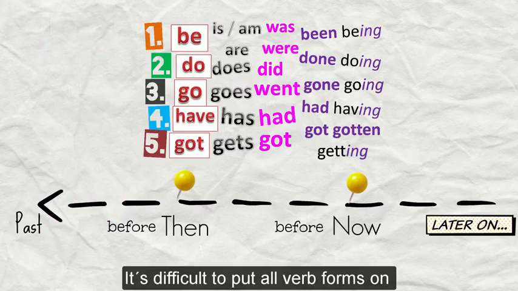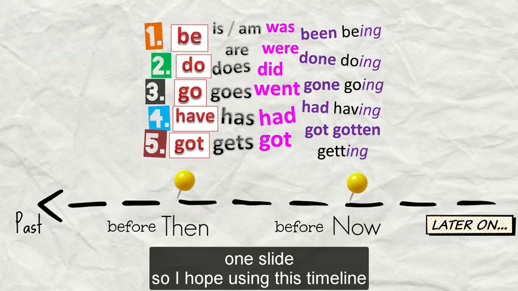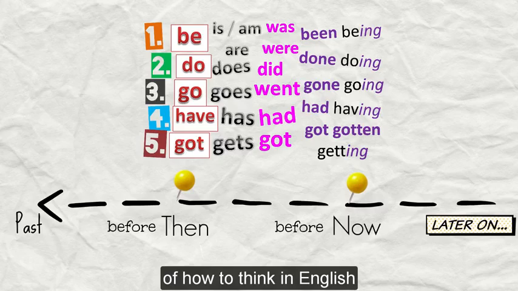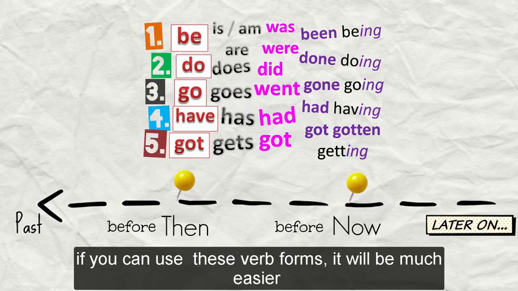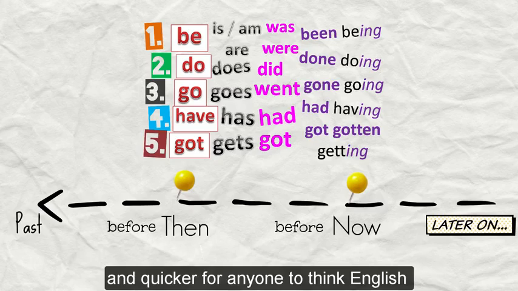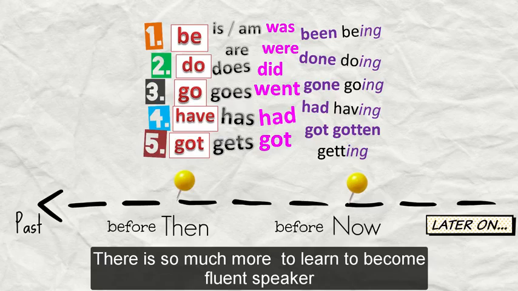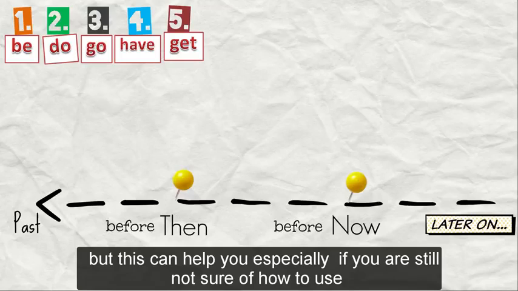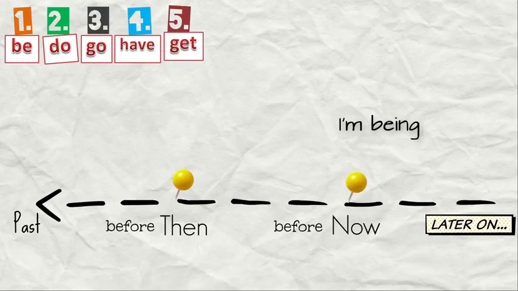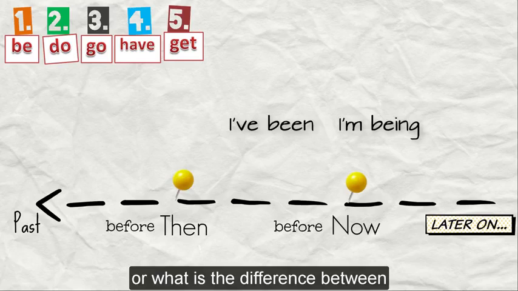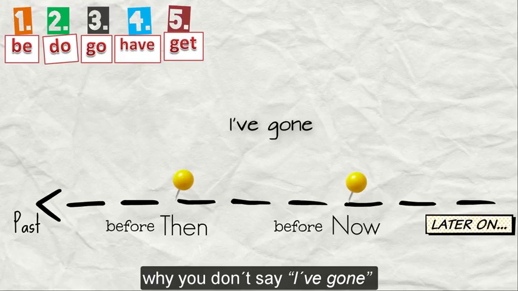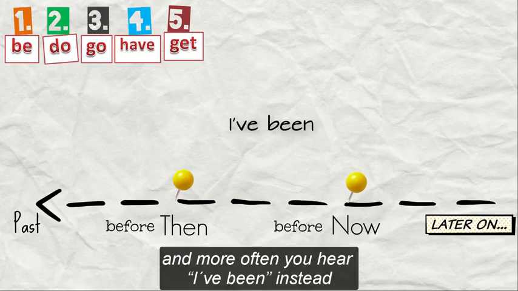It's difficult to put all verb forms on one slide, so I hope using this timeline you will get the big picture of how to think in English. To summarize it, the point is, if you can use these verb forms, it will be much easier and quicker for anyone to think English. There is so much more to learn to become a fluent speaker, but this can help you, especially if you're still not sure of how to use I'm being, I've been, or what is the difference between I do and I've done or I was doing, why you don't say I've gone and more often you hear I've been instead.